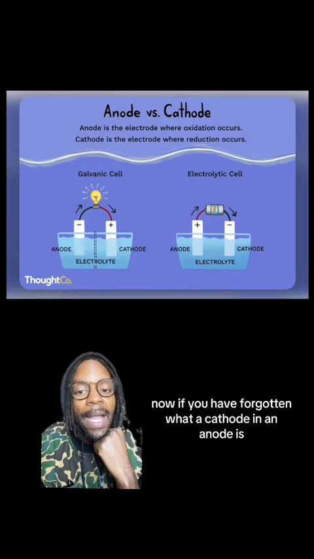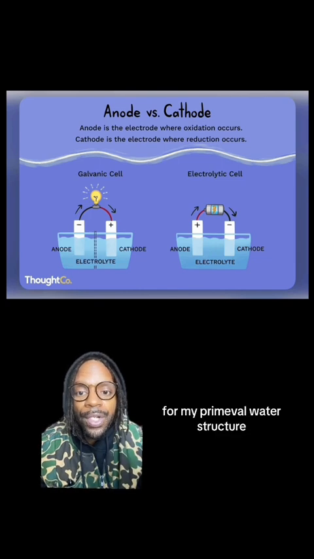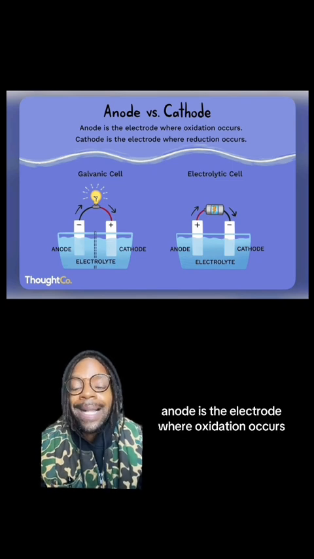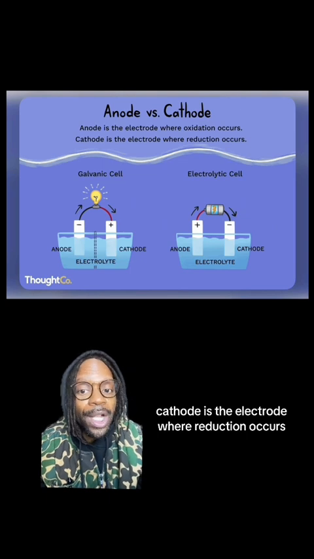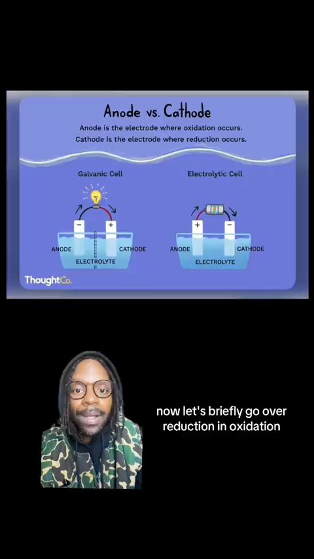Now, if you have forgotten what a cathode and an anode is from my Primeval Waters lecture, I'll just do a quick review. Anode is the electrode where oxidation occurs. Cathode is the electrode where reduction occurs. Now, let's briefly go over reduction and oxidation.